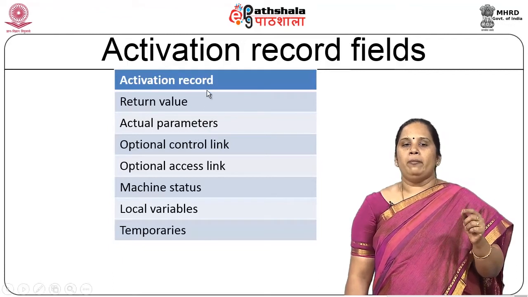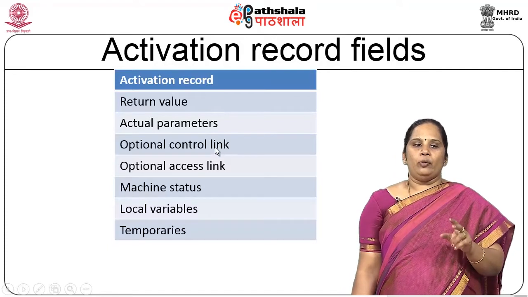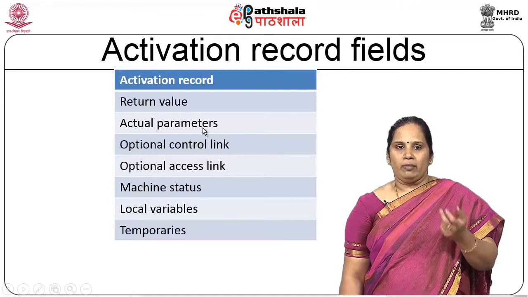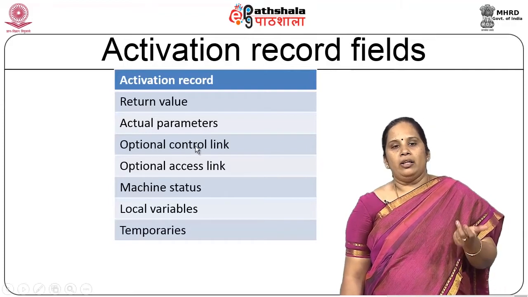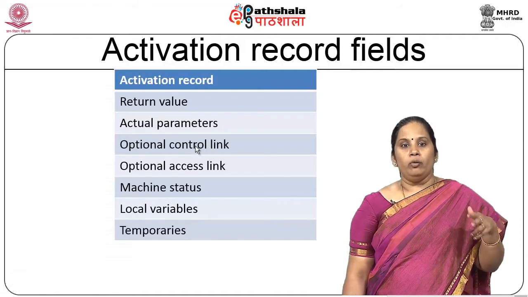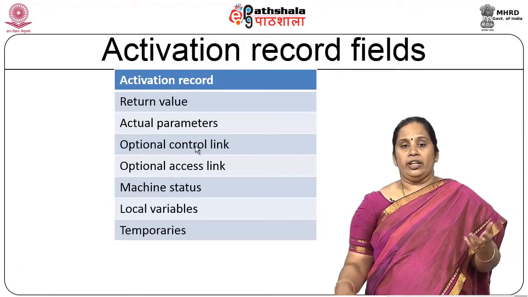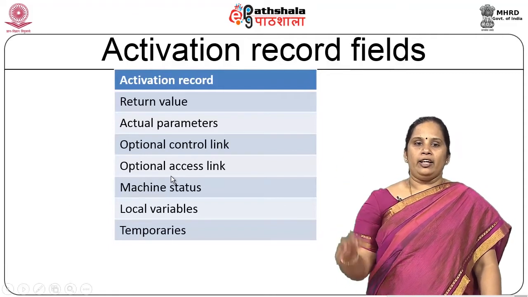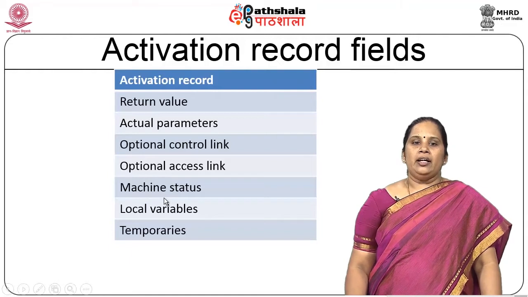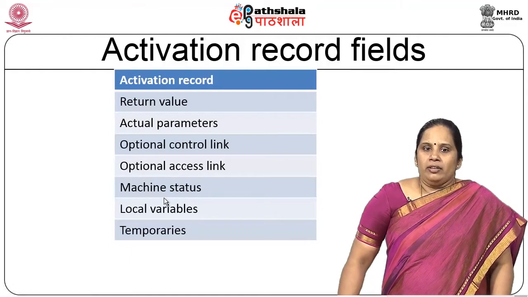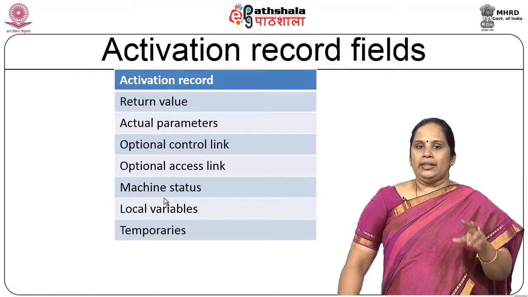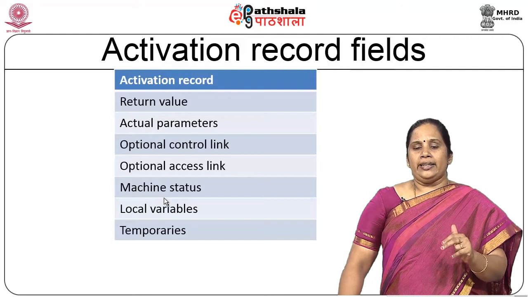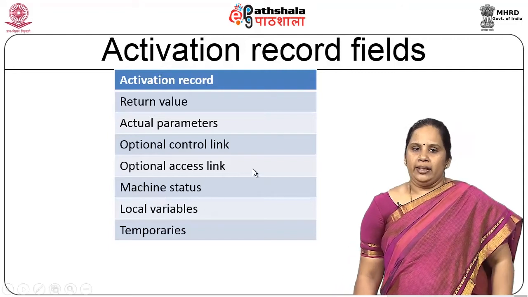For example, A calls B with 2 arguments, say 5, 4. The actual parameters are 5, 4, which are available in the activation record. Then I have the optional control link, which is a pointer to some location referring to some other module. I can also have an optional access link, which is going to access some other area of memory. The machine status refers to the current status of the registers of the called function, as well as the program counter information. All the register contents are stored in this particular field.